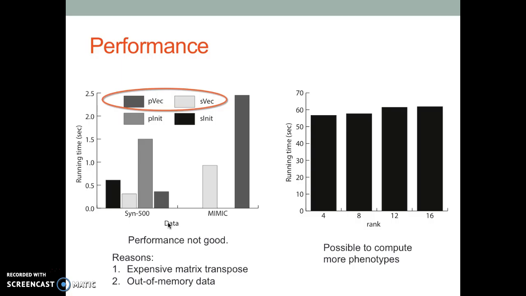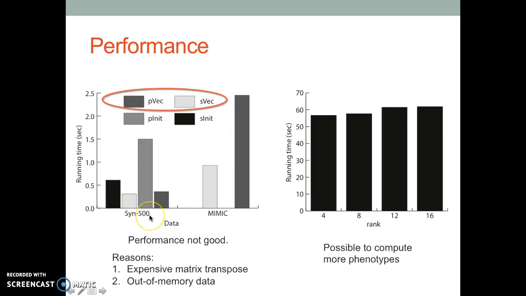Now let's see our experiments. Because we use parallel and distributed data structures and parallelize on Spark, we should have better performance. We compared four implementations. The first two, PVEC and SVEC, are our algorithm in parallel and in sequential. PINT and SINT are the most straightforward algorithm in parallel or sequential.